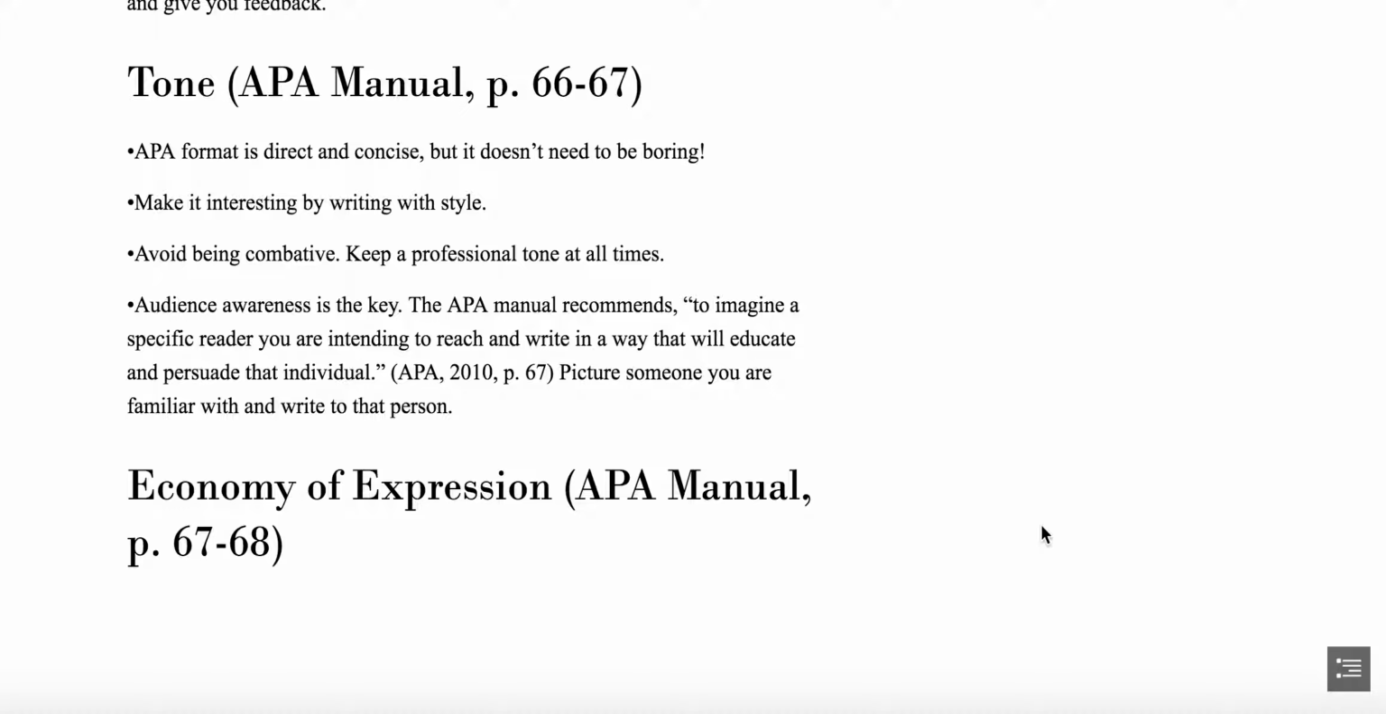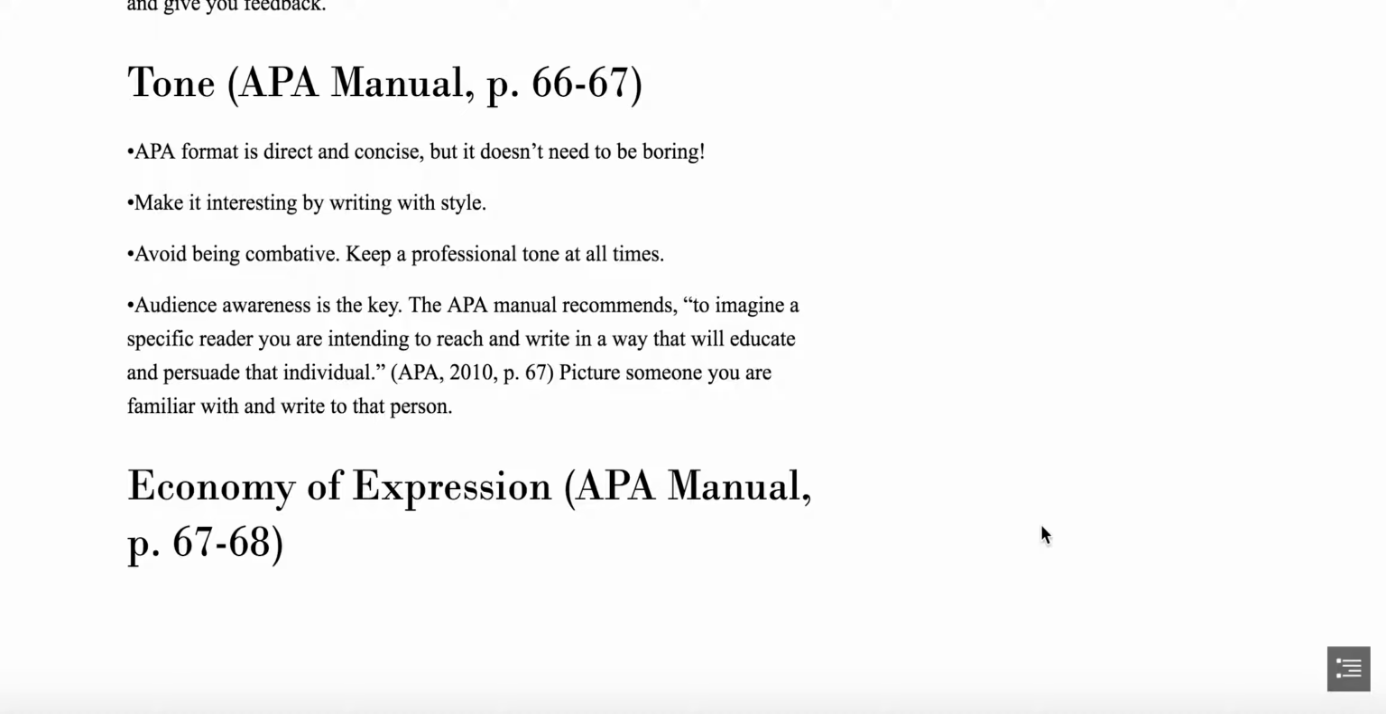And so he went and wrote about that first topic and he backed up everything with research and he wrote a powerful essay because it mattered to him and then he made it matter for the reader. So make it interesting by writing with style. You want to avoid being combative. Like you're not trying to pick a fight here. You want to keep a professional tone at all times.